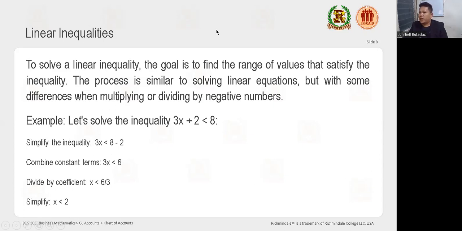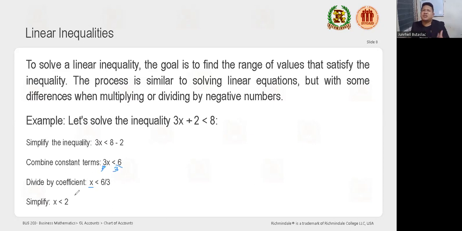I think we can annotate this one as well. Here, we have to divide both sides by 3. So 3x divided by 3 is x, and 6 divided by 3 is 2. So after simplifying, the result is x is less than 2.